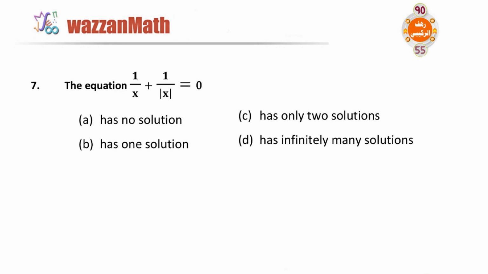Question 7. The equation 1 over x plus 1 over the absolute value of x is equal to 0. We want you to check if it either has no solution, has one solution, has only two solutions, or has infinitely many solutions. We're going to solve this problem by substitution.